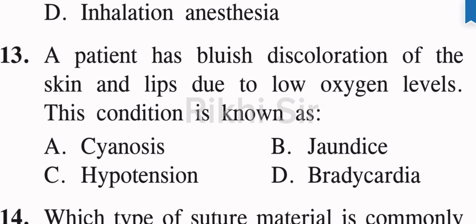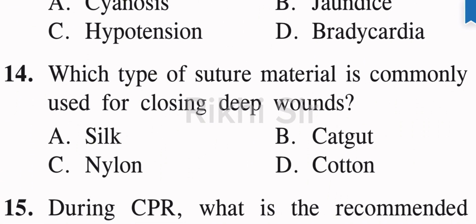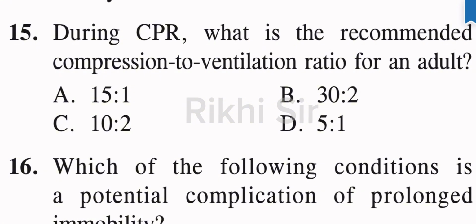A patient has bluish discoloration of the skin and lips due to low oxygen level. This condition is known as cyanosis, jaundice, hypotension, bradycardia. Next question: which type of suture material is commonly used for closing deep wounds? Silk, catgut, nylon, cotton. Next question: during CPR, what is the recommended compression to ventilation ratio for an adult?